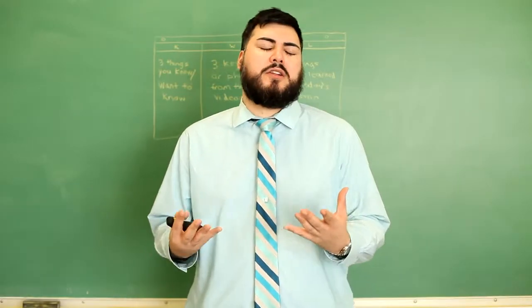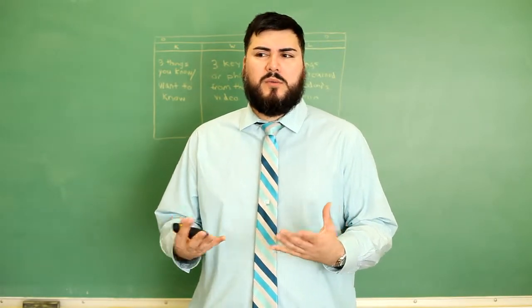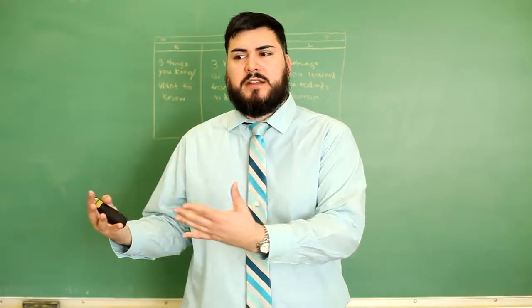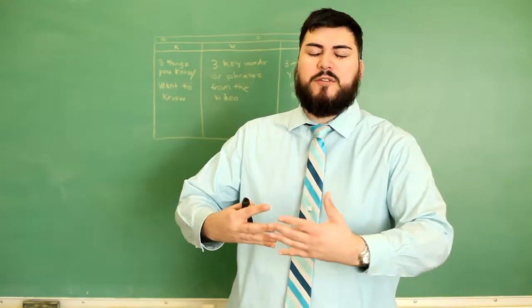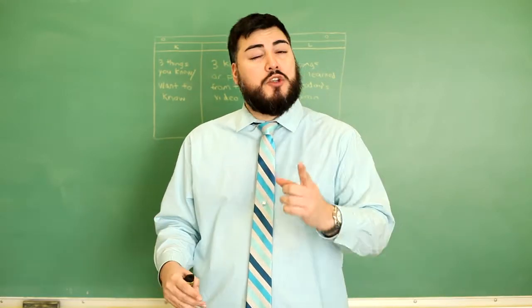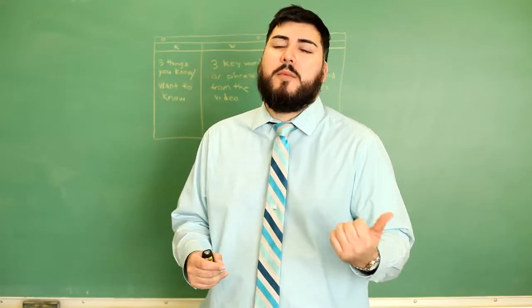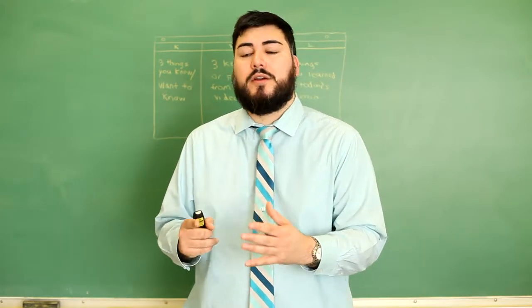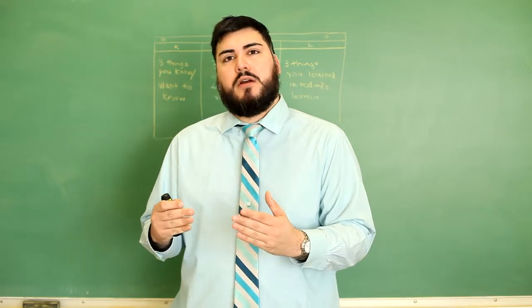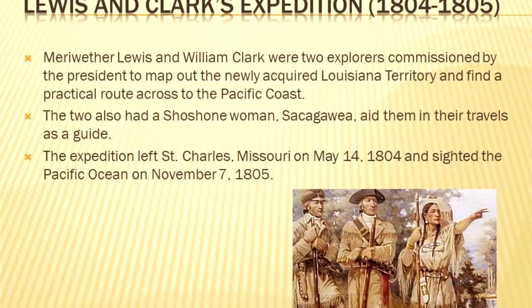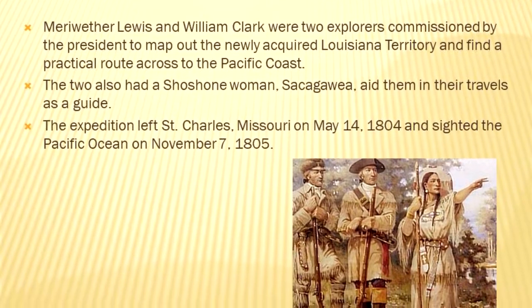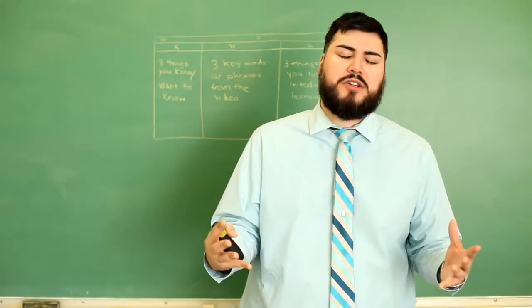So now that we've bought the Louisiana Territory, what did we buy? We went in thinking we were just going to buy New Orleans, and now we've bought this huge amount of land. So President Jefferson sends Meriwether Lewis and William Clark to map out the most practical routes to the Pacific Ocean and to explore this wide territory that we've purchased.